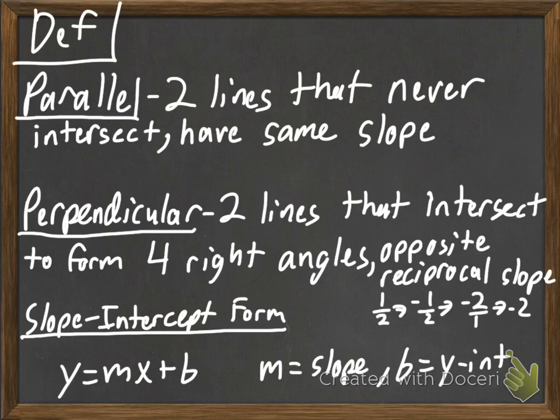And we're going to do everything in slope-intercept form, just because it's the easiest way to do this. So the slope-intercept form is y equals mx plus b, where m is the slope and b is your y-intercept. So m is our slope, our rise over run, and our b is the y-intercept. It's the place that it crosses the y-axis. So let's hop right in with an example.